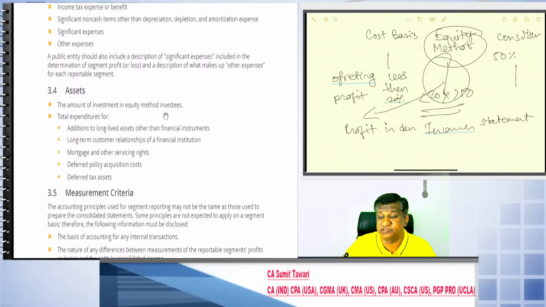We do not need to consider it as an asset. If we acquire more than 50% of a stake in a particular entity, then we go for consolidation, so again we do not need to recognize it as an investment. But if we apply the equity method for a particular investment, then we need to recognize this as a segment asset.